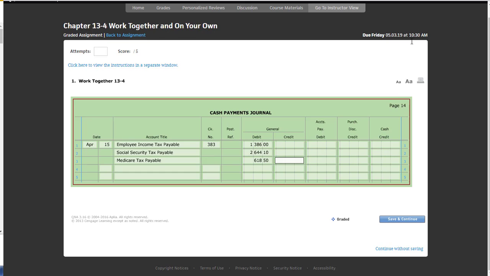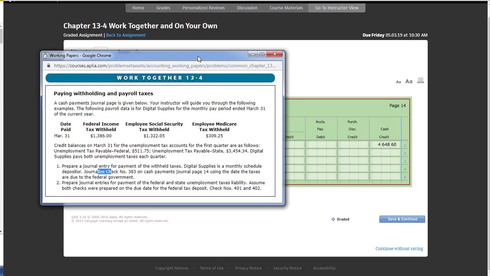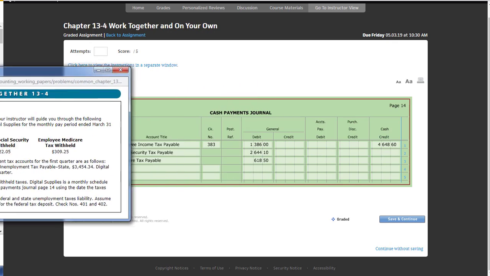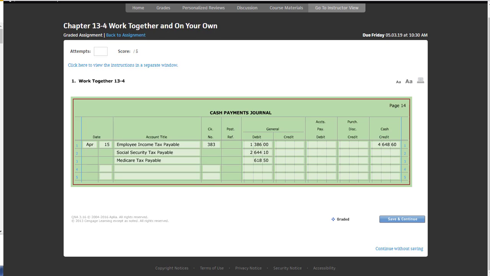So what is my amount of cash? I concur. Okay, so that is for the payment of our employee Social Security and Medicare tax. Now, instruction number 2, prepare journal entries for the federal and state unemployment tax. Assume both checks were prepared on the due date for our federal tax deposit, checks number 401 and 402. So I will let you know we're going to pay federal before we pay state.